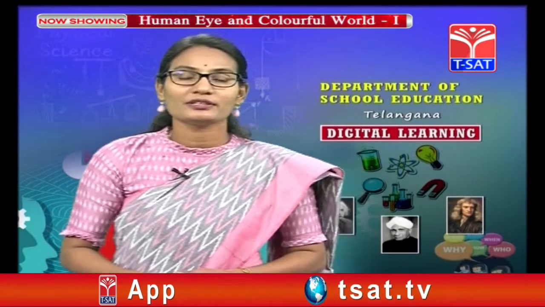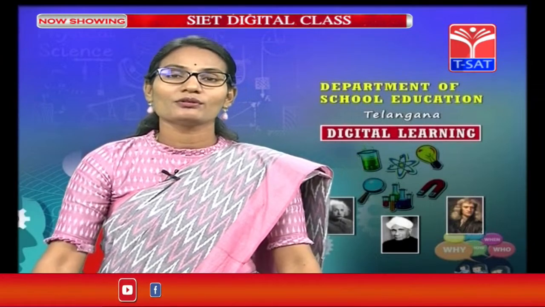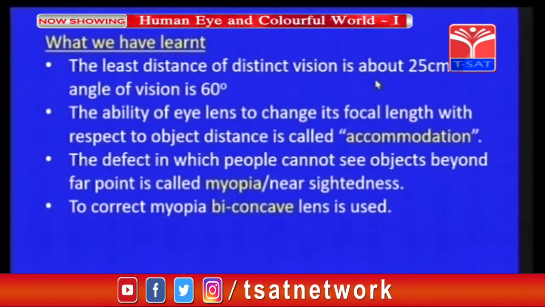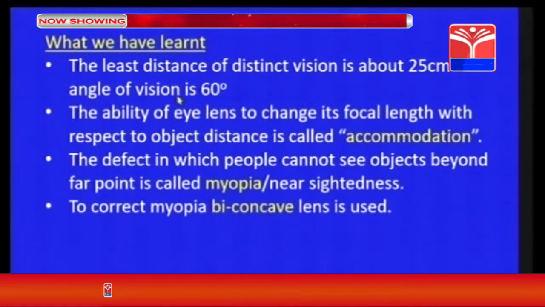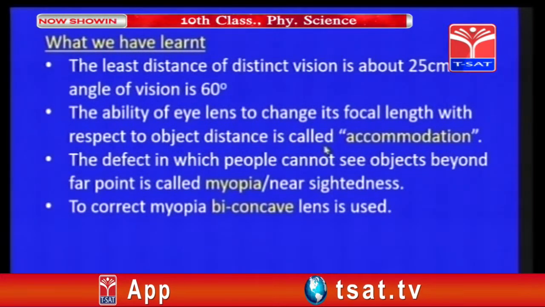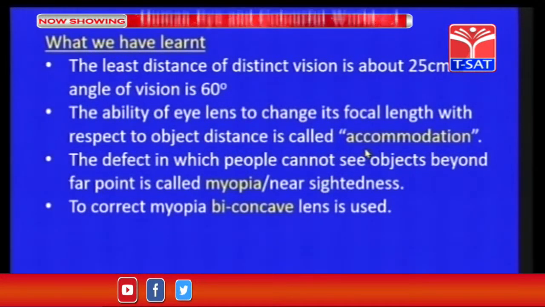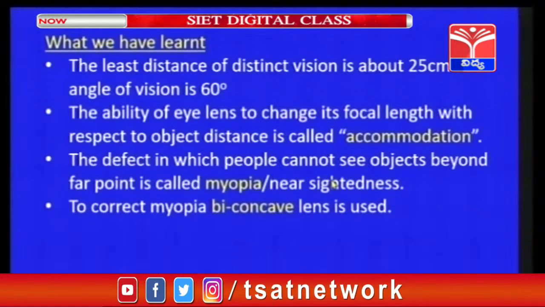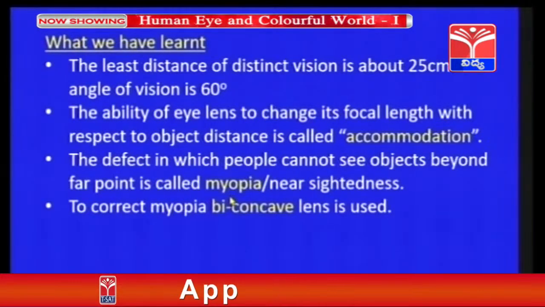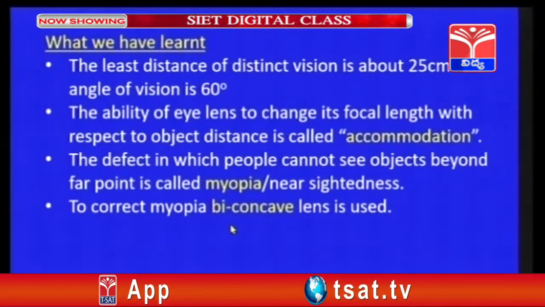These are the points we learned in this session. Once again, let's recap all the points. Just take a look at whatever we learned in this session. The least distance of distinct vision is about 25 centimeters and the angle of vision is 60 degrees. The ability of the eye lens to change its focal length with respect to the object distance is called accommodation. The defect in which people cannot see objects beyond the far point is called myopia, also known as nearsightedness. To correct myopia, we use a biconcave lens.